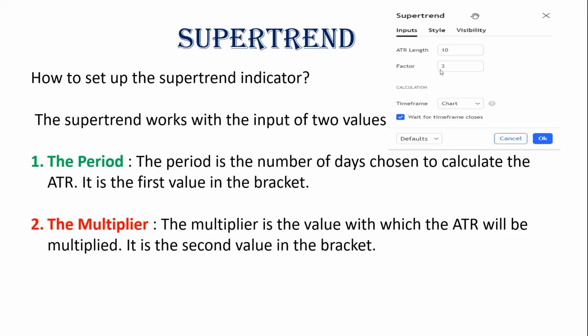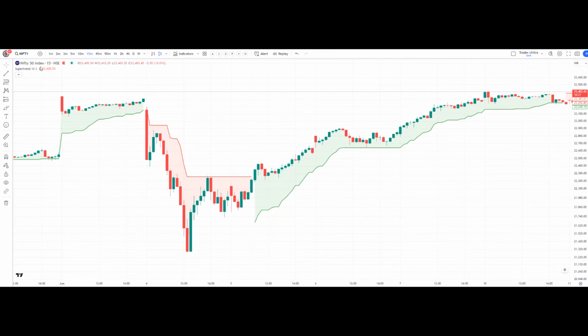This is the TradingView Nifty chart and I have added the SuperTrend. When we click on the settings, under inputs, ATR length is the period and factor is the multiplier. Here by default it is 10 and 3. We are going to change this to 7 and 3.